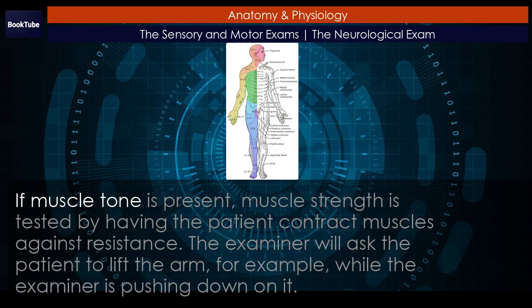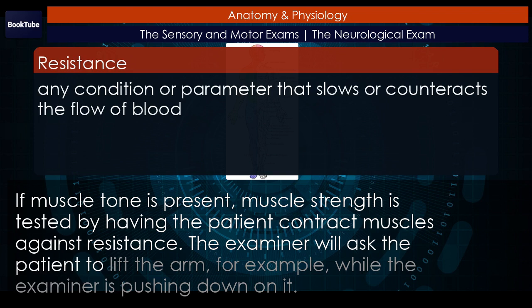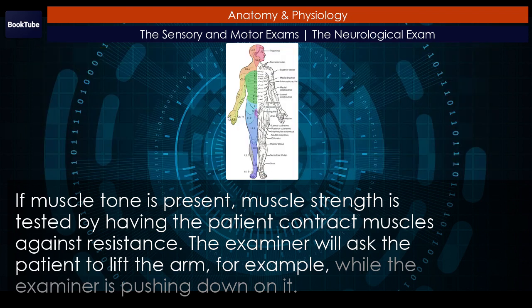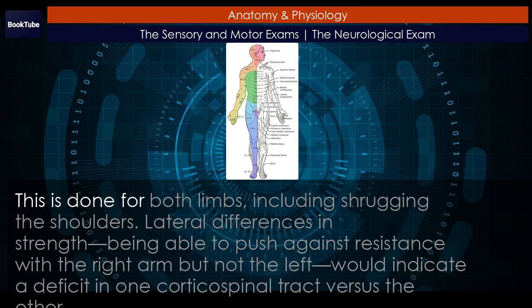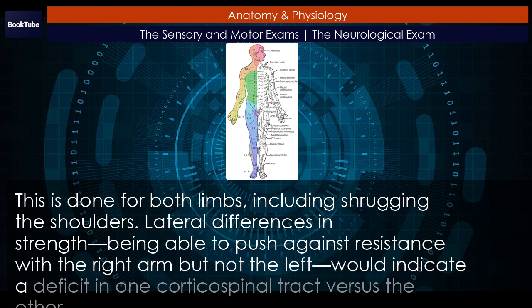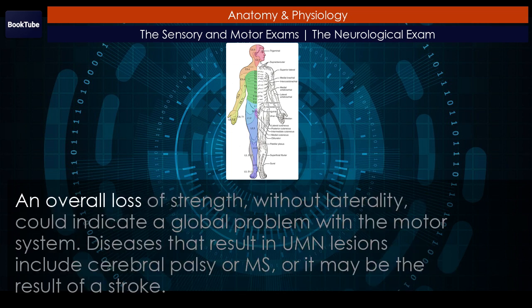If muscle tone is present, muscle strength is tested by having the patient contract muscles against resistance. The examiner will ask the patient to lift the arm, for example, while the examiner is pushing down on it. This is done for both limbs, including shrugging the shoulders. Lateral differences in strength, being able to push against resistance with the right arm but not the left, would indicate a deficit in one corticospinal tract versus the other. An overall loss of strength, without laterality, could indicate a global problem with the motor system.